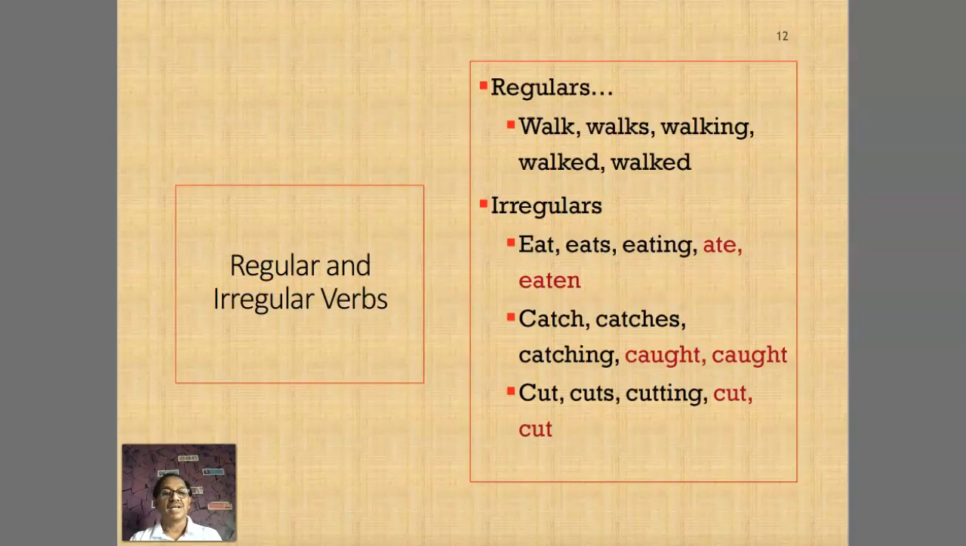Again here, regular and irregular verbs. Regulars are like walk: walk, walks, walking, walked and walked. Irregular verbs are eat, eats, eating, ate, eaten, and catch, catches, catching. Up to this they are regular, but after that, caught, caught. Cut is okay up to cuts and cutting, but the past tense is cut, and the past participle is also cut, right? Irregularity may not be completely regular. Only certain forms may be irregular.